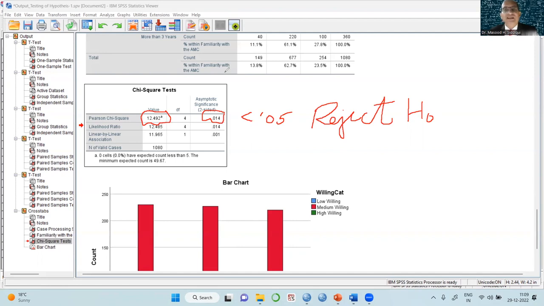This I will be noting down on my PPT or the whiteboard, right? Remember these two values, 12.492 and 0.014. Okay.